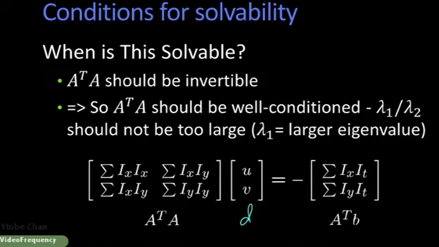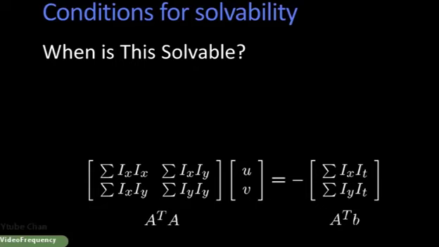That's from your conditioning. In fact, if the second eigenvalue were 0, lambda 1 over lambda 2 would be infinity, and that'd be awful. All right? So what we want are eigenvalues that are approximately the same magnitude. Okay, so that will make it solvable.